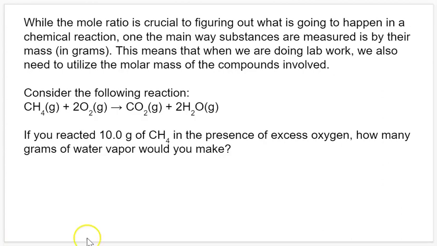So let's consider the following reaction. We have CH4, which is called methane. This is the gas that's in a gas stove, reacting with oxygen to make CO2 and water. So this is a combustion reaction. This is usually what's happening when fuel is burning. And if we react 10 grams of this methane in the presence of excess oxygen, so just whatever oxygen is in the air, I want to figure out how many grams of water vapor we could make. So let's get into this.